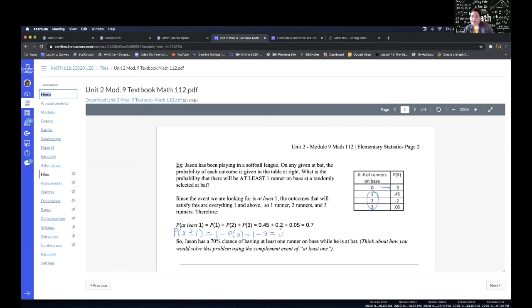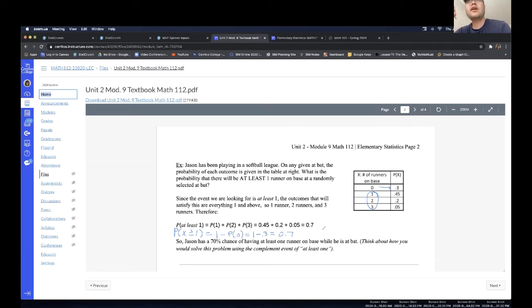But the reason I do it this way is I know the more numbers I have, the more mistakes I'm going to make. So I like to use the complement. When there's a lot of things to add up, just use the complement and you have fewer mistakes to make. But either way is okay. Notice I end up with the same answer.